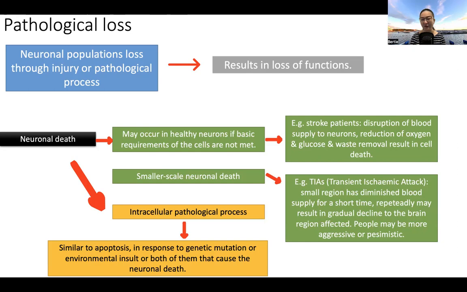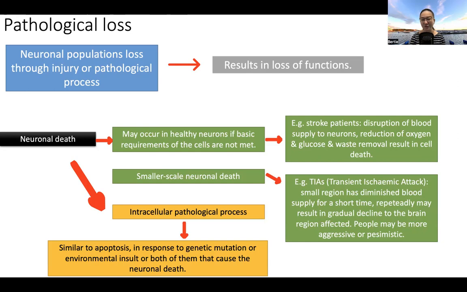Smaller scale neuronal death, for example, TIAs, transient ischemic attacks. A small region has diminished blood supply for a short time; repeatedly, this may result in gradual decline of the brain region affected. People may be more aggressive or pessimistic.